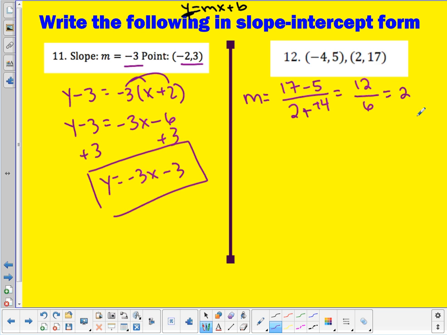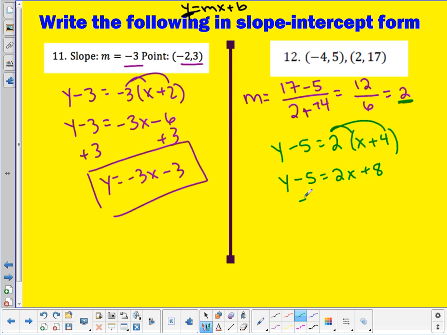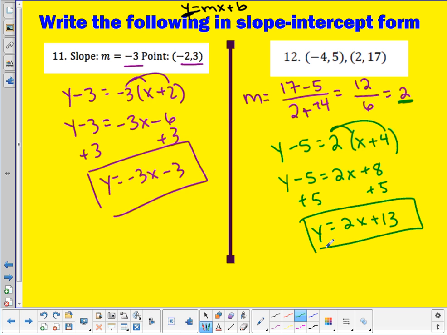So that's my slope. Now I can use either one of the points. It does not matter which one you pick, and I'm going to find the y-intercept. So I'll just use the first point. Y minus 5 is equal to 2, the slope that I found, times x plus 4. Because that 4 is negative, so it's going to be minus a negative. So then I distribute the 2. Y minus 5 is equal to 2x plus 8. And I add the 5 to both sides, and I get y is equal to 2x plus 13. So that is my slope-intercept form now that y is by itself, and I've got my equation.